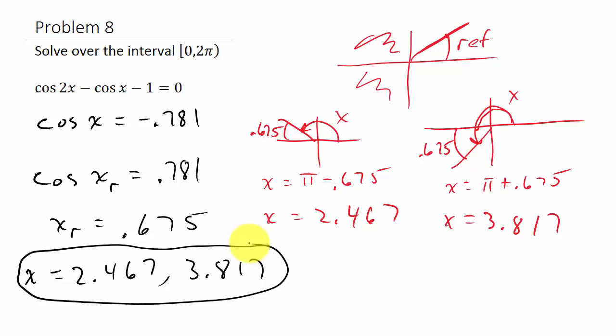So remember, it was cosine equals negative, so that tells me second and third quadrant. But I need to change this to positive because I need to find my reference angle. Remember, your reference angle is in the first quadrant. So once we find our reference angle, we use it to find the second and third quadrant solutions.